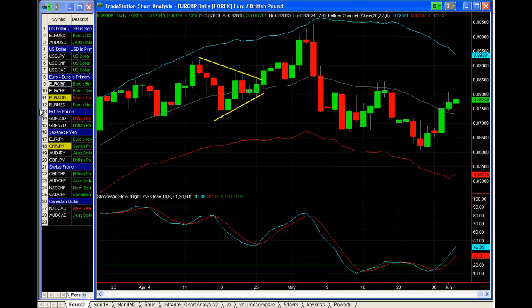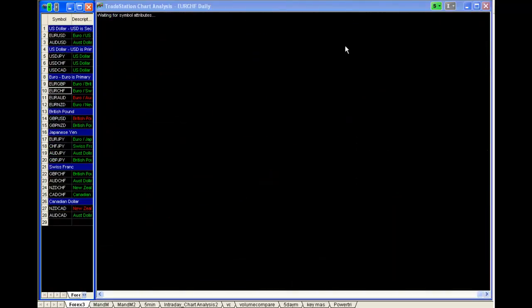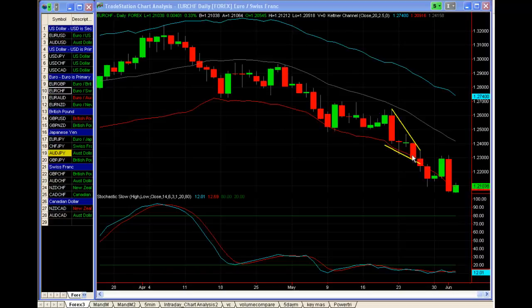Okay, here is a euro pound cross. All right, nothing really going on there. Here is the euro Swiss cross, and you can see here, I was looking at this wedge last week. It broke lower out of the wedge, tried to get back up, and then Wednesday, boom. So looking for consolidation in Thursday's session there.